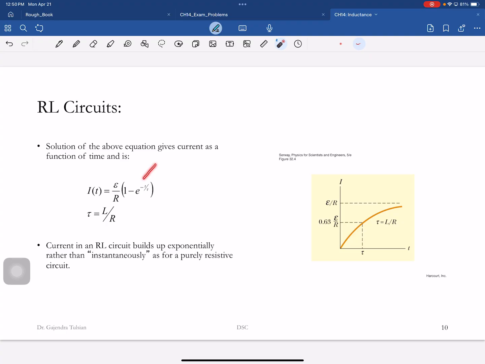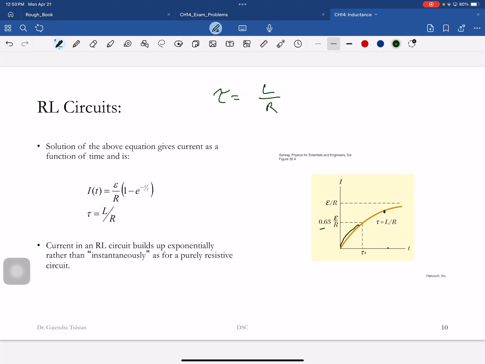The current is rising exponentially. The time constant for the circuit is L over R. Tau, the time constant, is L over R, and that's the scale on which things change. After one time constant, the current has risen to 0.63 times its maximum value. After two time constants, it is about 90% of its maximum value, and so on.